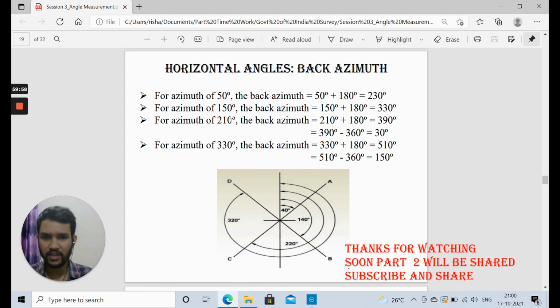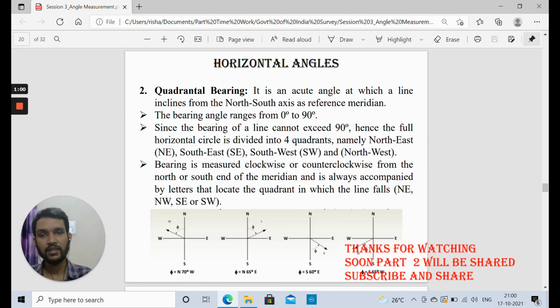Similarly, for azimuth of 330 degree, the same concept goes. If we are talking about azimuth of 330 degree, again if you try to add 180 here to get the back azimuth, 330 plus 180 is 510 degree. From that 510 degree you need to subtract the extra 360 degree. When you subtract that 360 degree, 510 minus 360 comes out equal to 150 degree. So the back azimuth of a line with azimuth 330 degree will be equal to 150 degree. This is the concept to calculate the back azimuth.